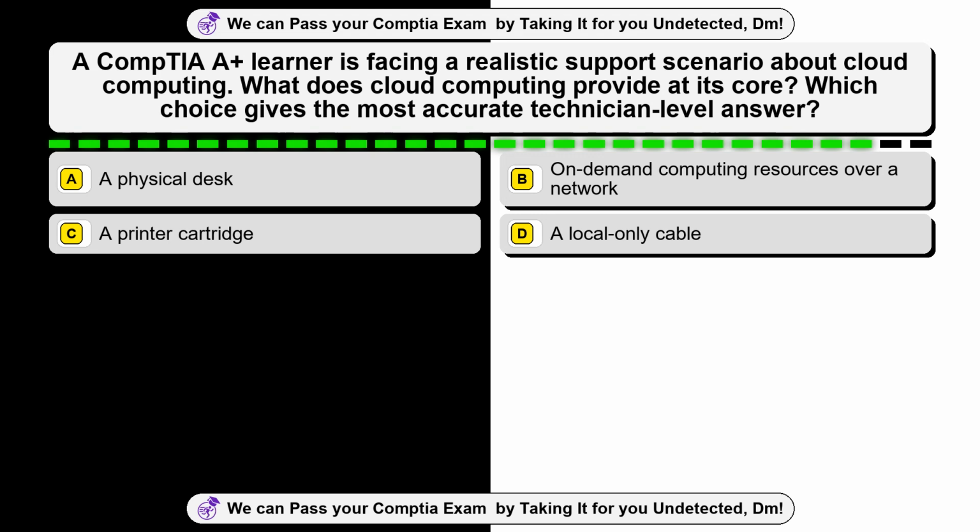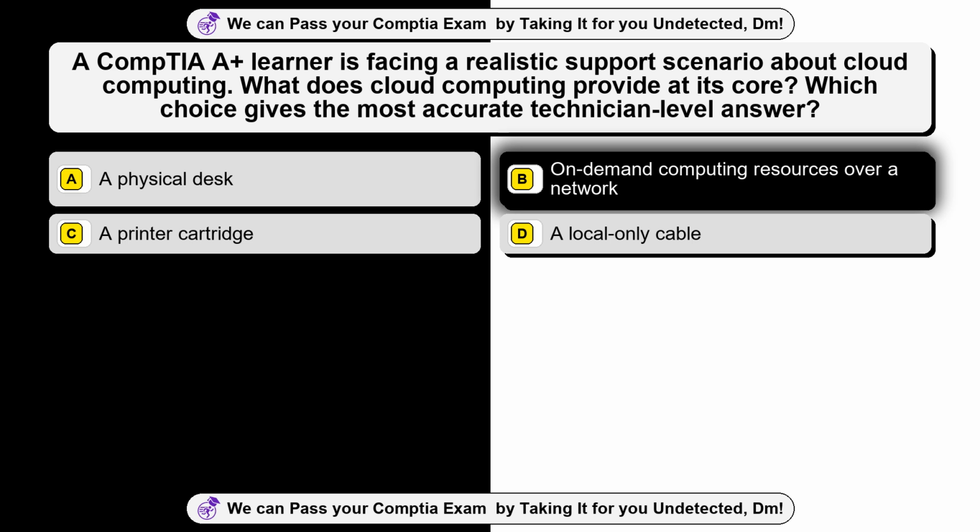Question 1. A CompTIA A+ learner is facing a realistic support scenario about cloud computing. What does cloud computing provide at its core? Which choice gives the most accurate technician-level answer? Option A. A physical desk. Option B. On-demand computing resources over a network. Option C. A printer cartridge. Option D. A local-only cable.